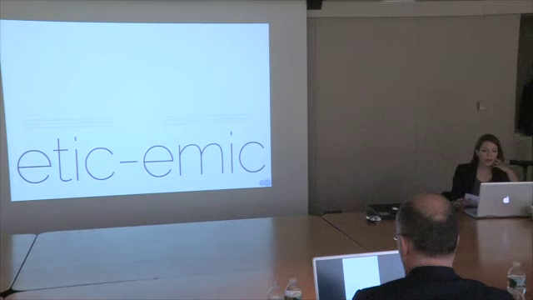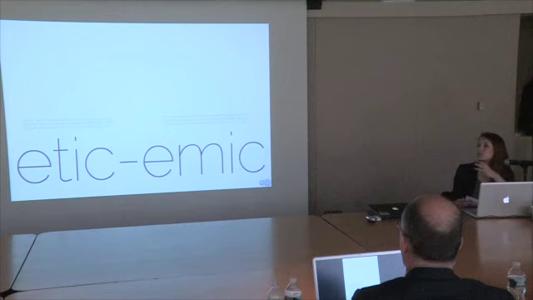So etic, in an anthropological sense, is a description of behavior or belief by an observer in terms that can be applied to other cultures. An etic account tends to be culturally neutral. In a sense, it's an objective account from outside the culture. On the other hand, an emic account is a description of behavior or belief in terms meaningful, consciously or unconsciously, to the actor. That is, an emic account comes from a person within the culture.